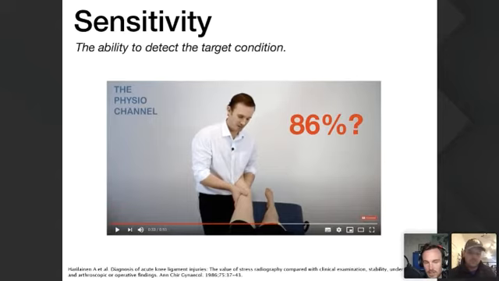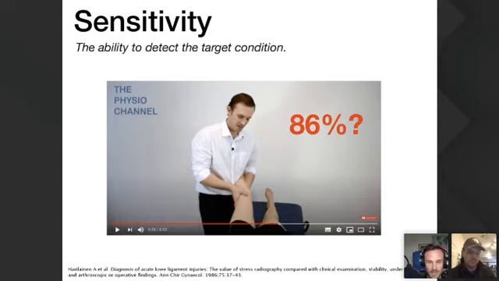But you actually use them in the reverse way. So let's just start by looking at sensitivity, and I'll give you an example here on the screen. The sensitivity of a test is the ability of that test to detect the target condition. In the picture here, you can see that I'm doing a knee test.